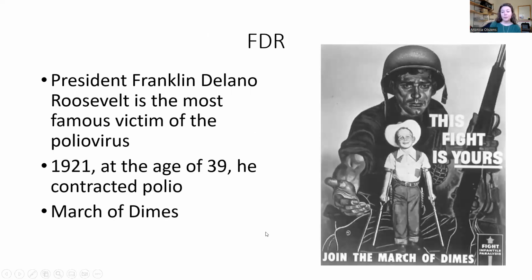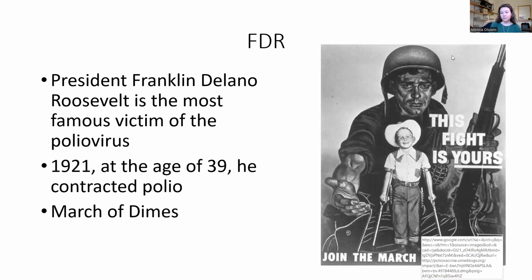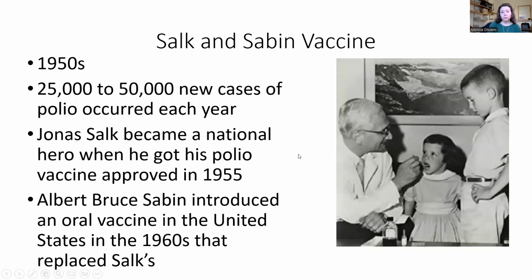All right, so maybe most famously, FDR, Franklin Delano Roosevelt, was in a wheelchair because of polio. In 1921, at the age of 39, he contracted polio. And he started the March of Dimes to help children who had been paralyzed due to polio. Okay, so here's a little girl over here receiving a polio vaccine.